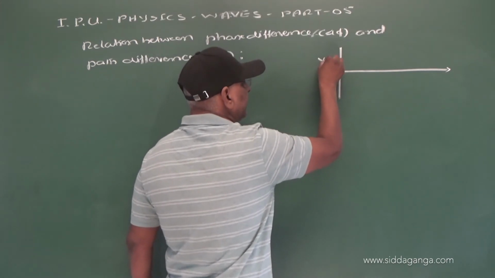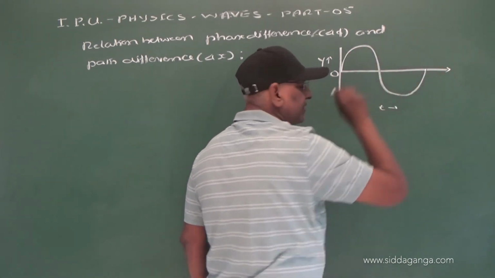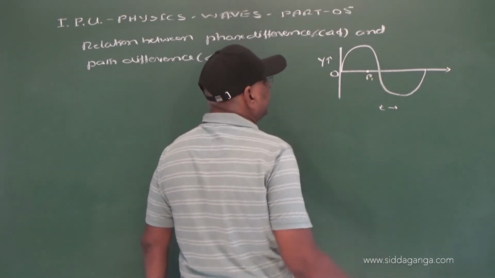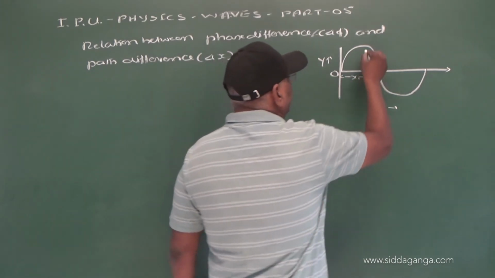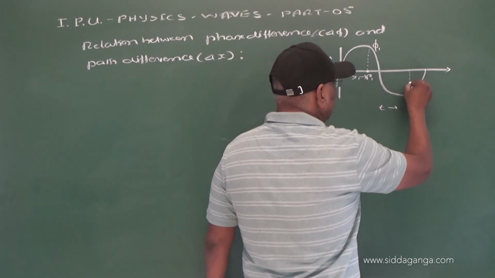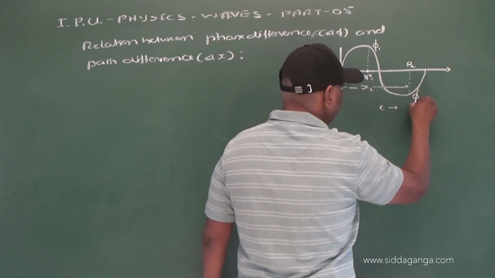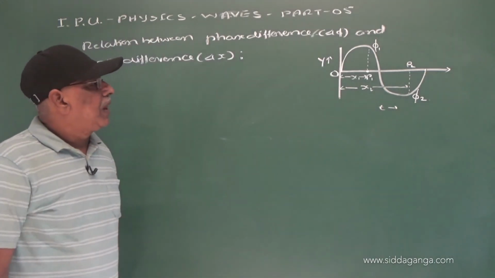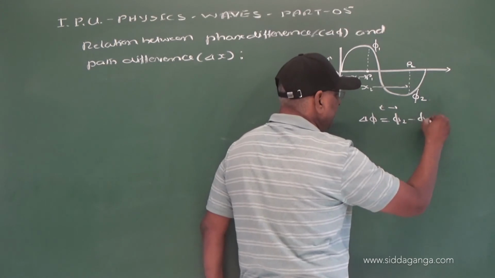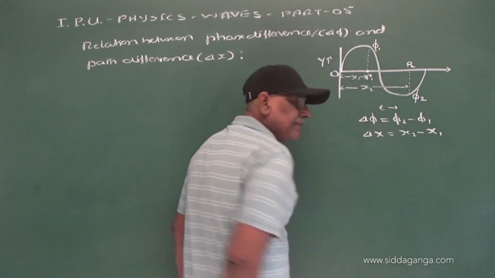Let O be the origin. A graph of displacement against time can be represented like this. Now let us consider a particle P1 at distance x1 having the phase phi 1 at any instant of time t1. Now let us consider a particle P2 at a distance x2 having the phase phi 2. Here the phase difference between the two particles, delta phi, is equal to phi 2 minus phi 1, and the path difference between the two particles, delta x, is equal to x2 minus x1.